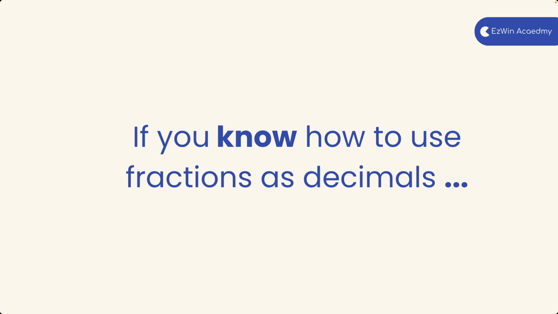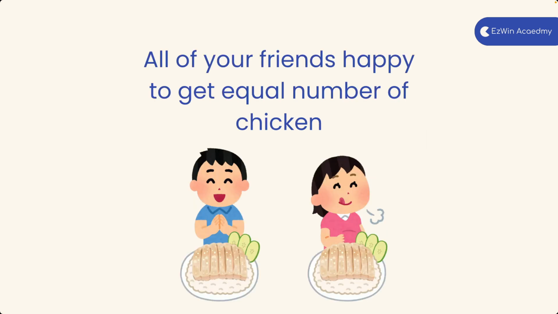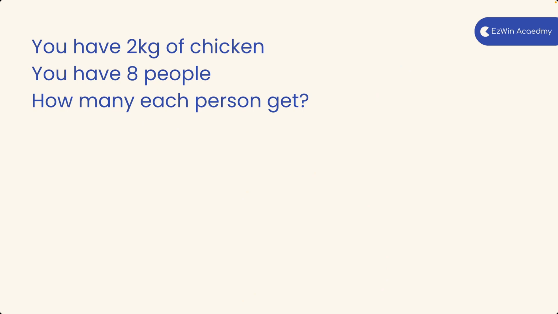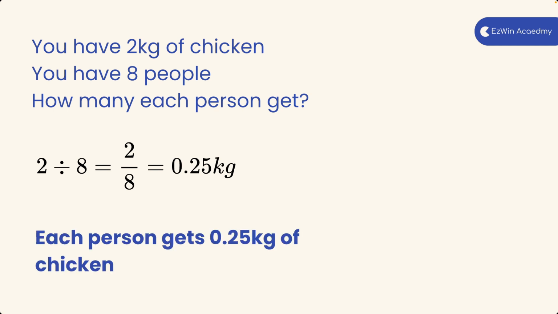So if you know how to use fractions as decimals, then every friend that you have will get an equal amount of chicken. This is because before dinner, you were able to split the chicken equally. How you do that is you divide 2 by 8. So 2 kg of chicken divided by 8 people. And this gives you 0.25 kg of chicken.